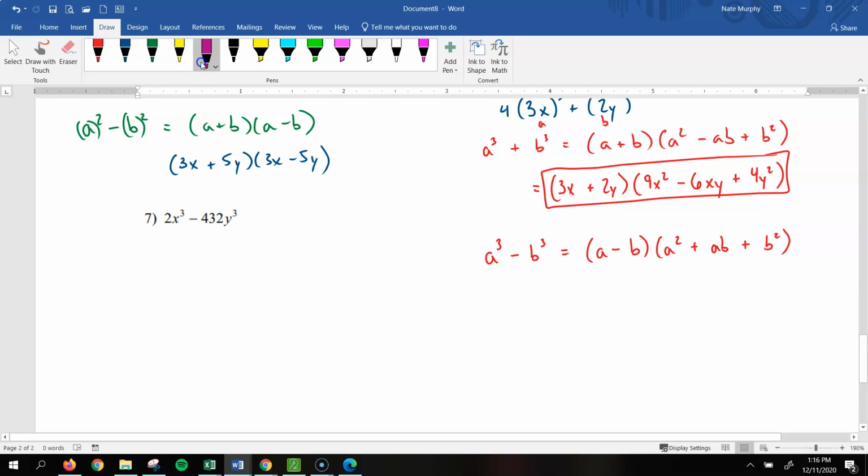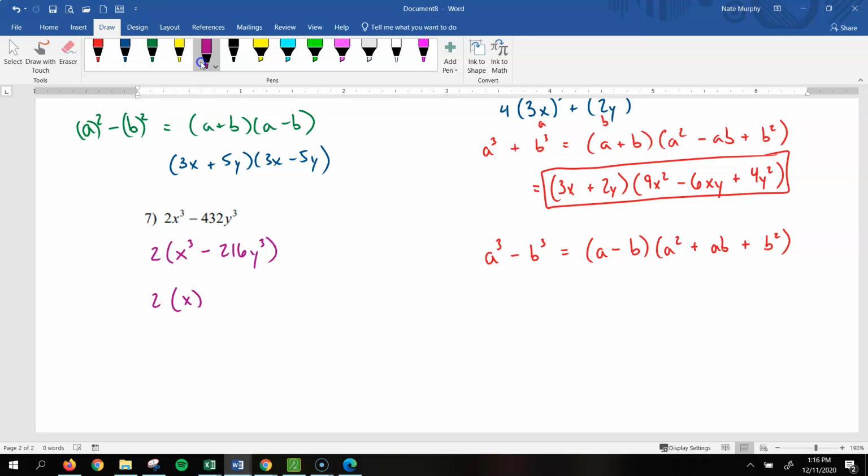So for this one, let's first start to figure out what our a and b values are. Well, actually, no, I almost forgot. Our greatest common factor, we have to start with that, because everything here is divisible by 2. So we end up getting x cubed minus 216y cubed. All right, so now what would I cube to get x cubed? Well, that would just be x.